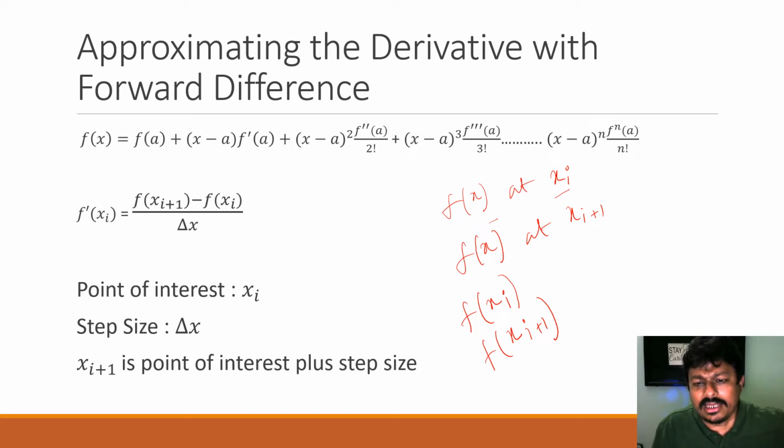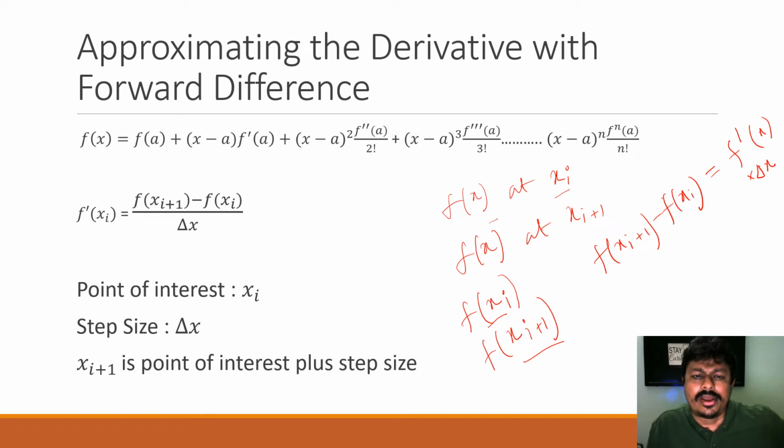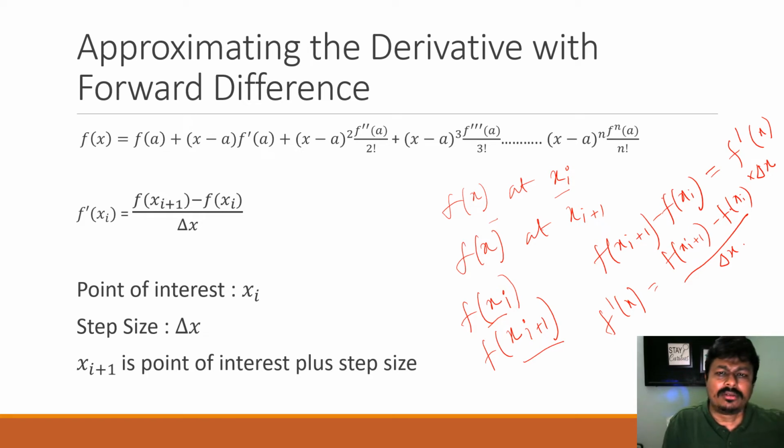And now if I deduct f of xi from f of xi plus 1, then what we'll find is f prime x into del x. So what will happen is f prime x will be equal to f of xi plus 1 minus f of xi divided by del x. This is also known as the approximation of the derivative of function x with the help of forward difference.